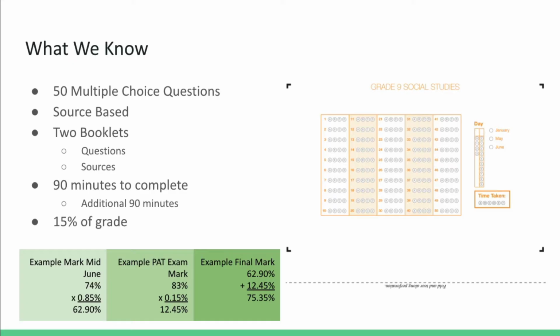We know that this PAT is going to be 50 multiple choice questions, and it's going to be in 2 booklets. It's a source-based exam. In one of the booklets, you'll have your questions. In the other booklet, you are going to have your sources, and it's designed to take you 90 minutes. That's an hour and a half, but you get an additional 90 minutes should you need it.